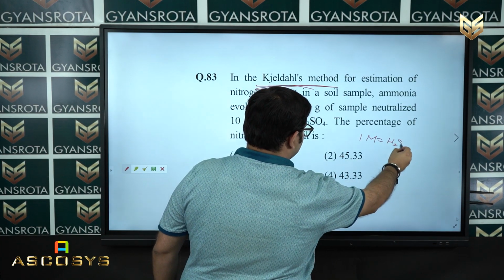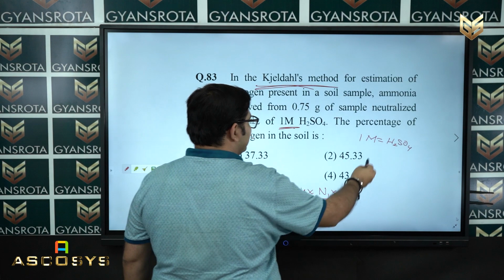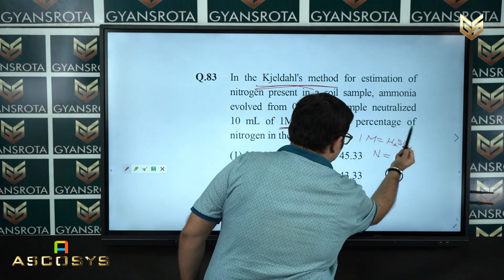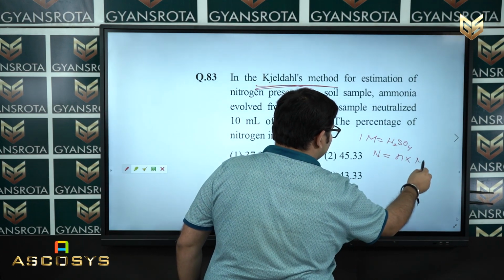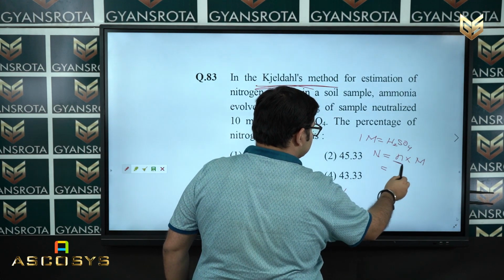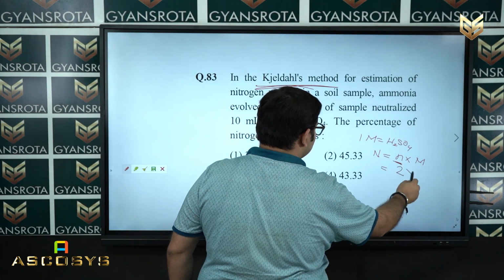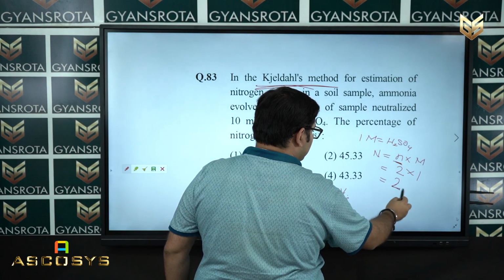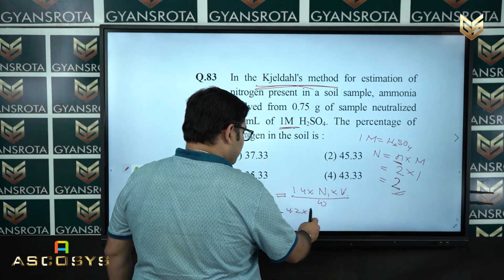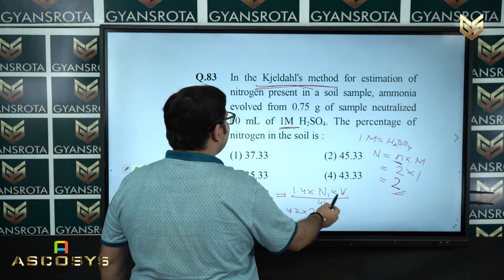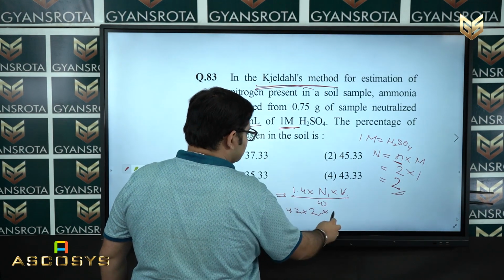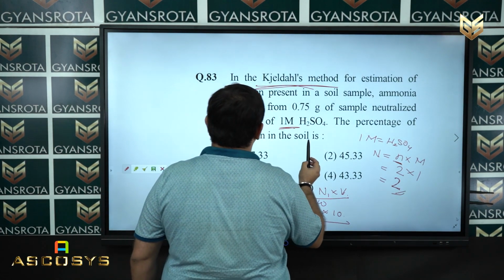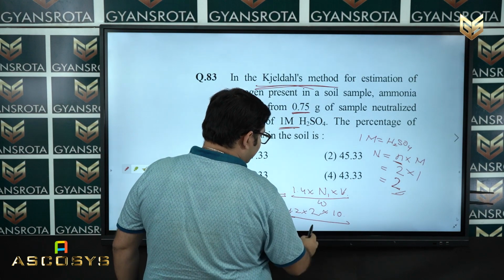H2SO4. If I ask you to find out the normality, what do you do? You just multiply the n factor into the molarity. Okay, this is the formula. So what is the n factor here? Here the n factor is 2, and the molarity given is 1. So here normality will be n times molarity, so normality is 2. What is the volume V given here? 10 ml. So it is 10 ml divided by W. What is W? W here is given in grams, that is 0.75 gram.